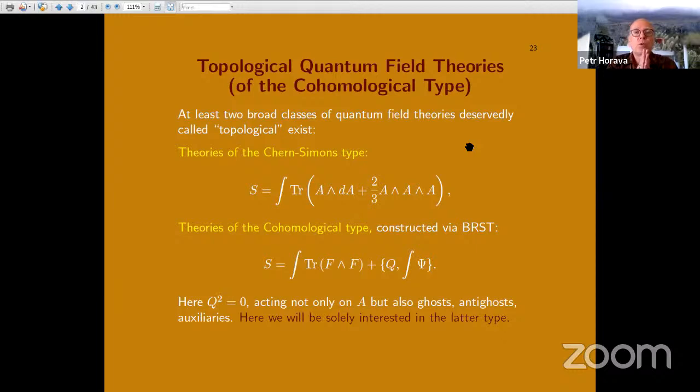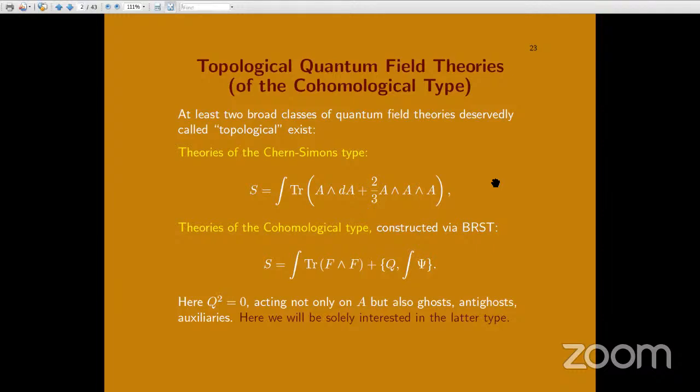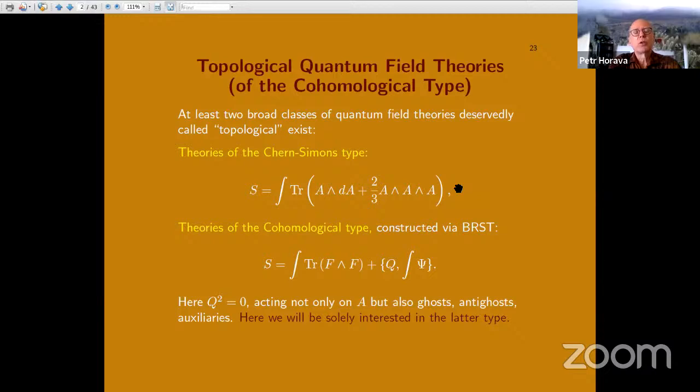So there are at least two broad classes of quantum field theories which are called topological. And the two archetypes that illustrate the distinction are the Chern-Simons theory in three dimensions. So we have some compact primarily, but sometimes even non-compact Lie group, and we provide a connection A on space-time. And then we can write in three space-time dimensions a Lagrangian using the Chern-Simons 3-form written here. And that's, of course, a famous topological theory.